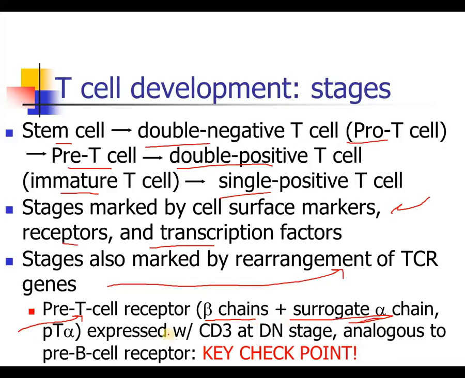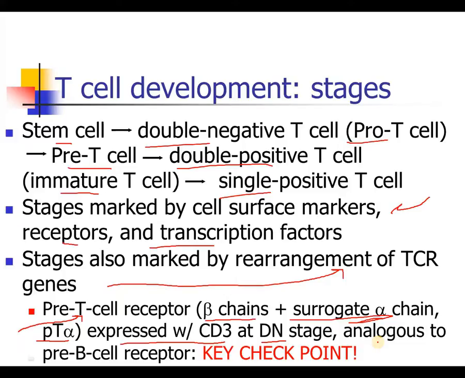Again, very similar to what you see with the B cell having the IG heavy chain and a surrogate light chain. This is known as the pre-T alpha receptor, and it's expressed with CD3 at the double negative stage, so neither CD4 nor CD8. In other words, this is really analogous to the pre-B cell receptor, and it's going to be a key checkpoint. Again, the thymus is going to provide the appropriate environment from the stromal cells, like that IL-7 that was mentioned for.